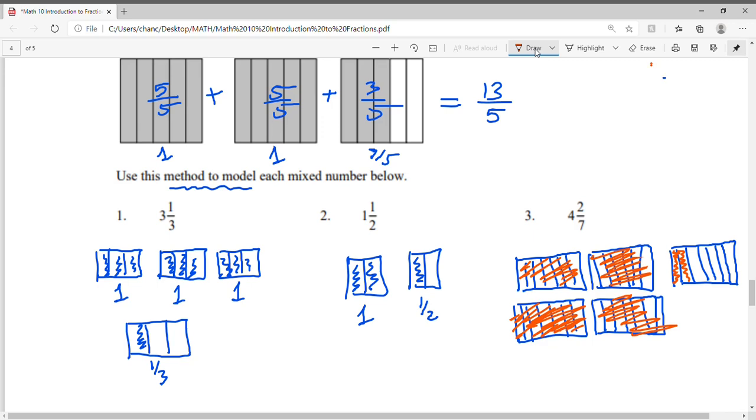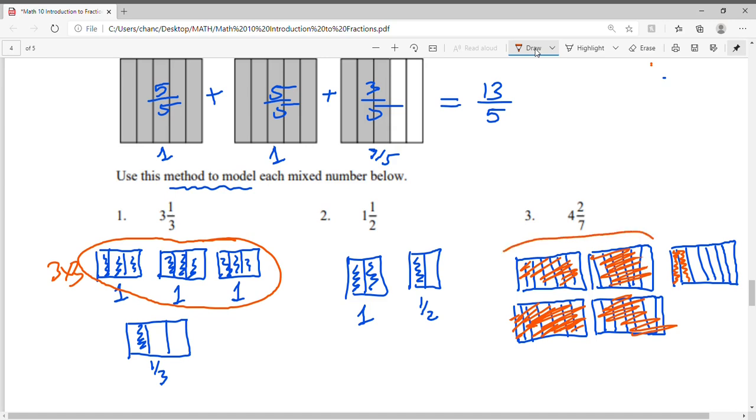Before we do the next couple of questions, I want to ask you a question. How would we convert a mixed number to an improper fraction? Now, in order to do that, we have to figure out how many pieces there are. If you look at this here, how many pieces do we have? Well, there's 3 of these, and each one has 3. So that's 3 times 3. So this part has 3 times 3 total parts.